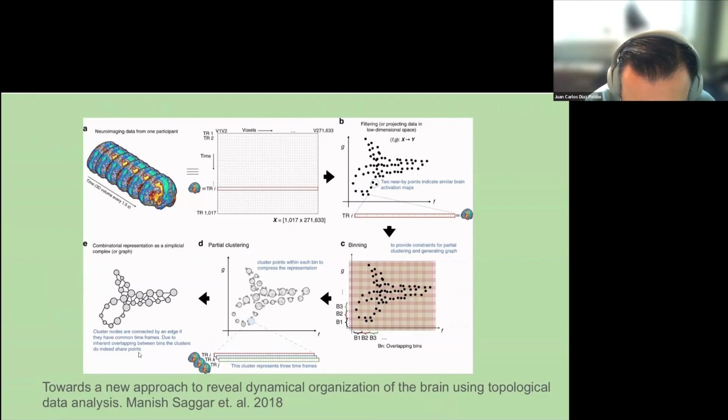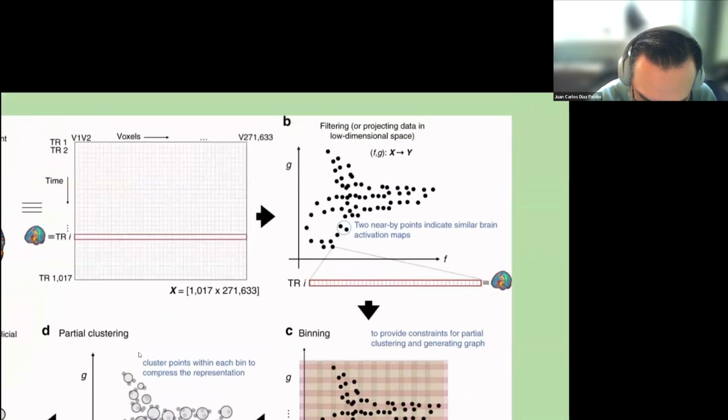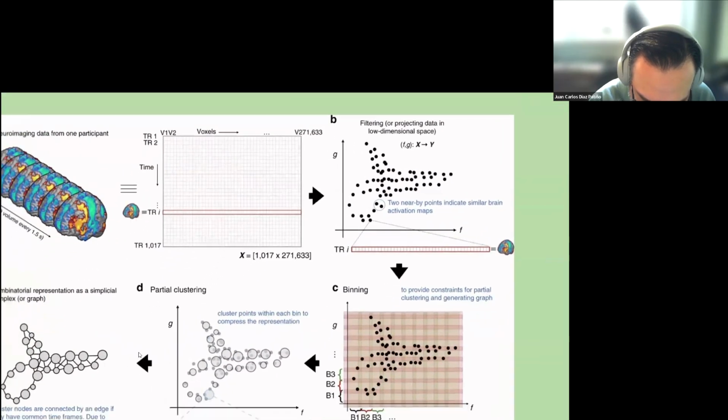And the reduction algorithm, in this case, they use some variation of stochastic neighbor embedding, because they wanted to preserve local properties of the network. So they want two similar images of the brain to remain closer in the embedding. Well, this is the next step, the dimension reduction.